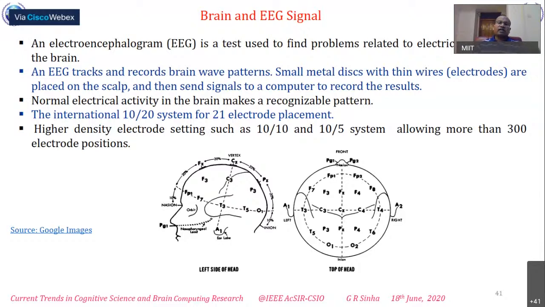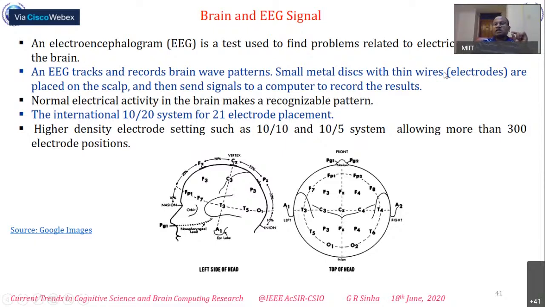These two diagrams highlight the positions of electrodes. There are different systems for EEG recording. The international 10-20 system has 21 electrodes, and there are systems which have 364 electrodes. So there are different biomedical systems, equipment and devices available, and they are used to capture the signal. The EEG tracks and records brainwave patterns, using small metal discs with thin wires.